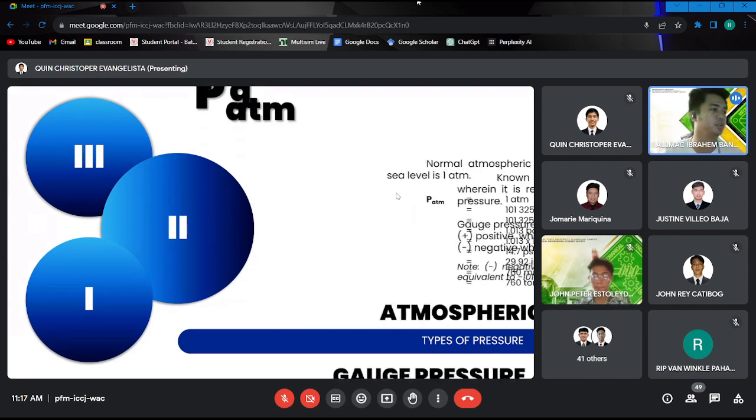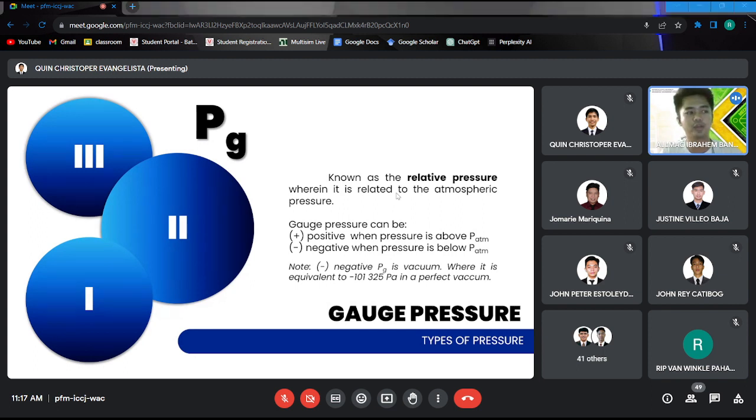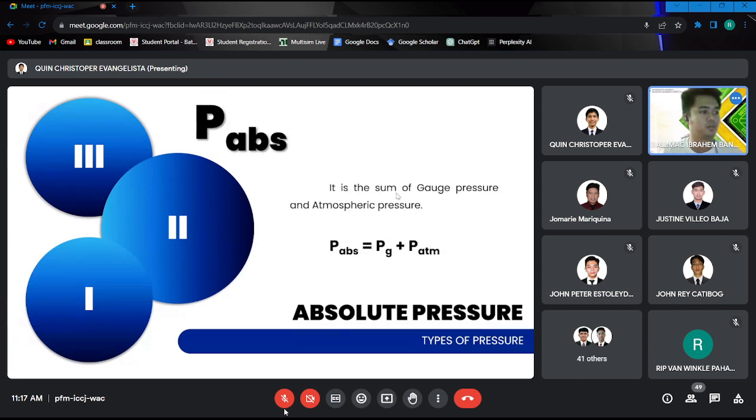The next type of pressure will be the gauge pressure, also known as the relative pressure, wherein it is related to the atmospheric pressure. Gauge pressure is positive when pressure is above atmospheric pressure, and negative when pressure is below atmospheric pressure. But negative gauge pressure is vacuum, equivalent to negative 101325 Pascal in a perfect vacuum. The next type is the absolute pressure, which is the sum of the gauge pressure and atmospheric pressure. In short, absolute pressure is equal to gauge pressure plus atmospheric pressure.